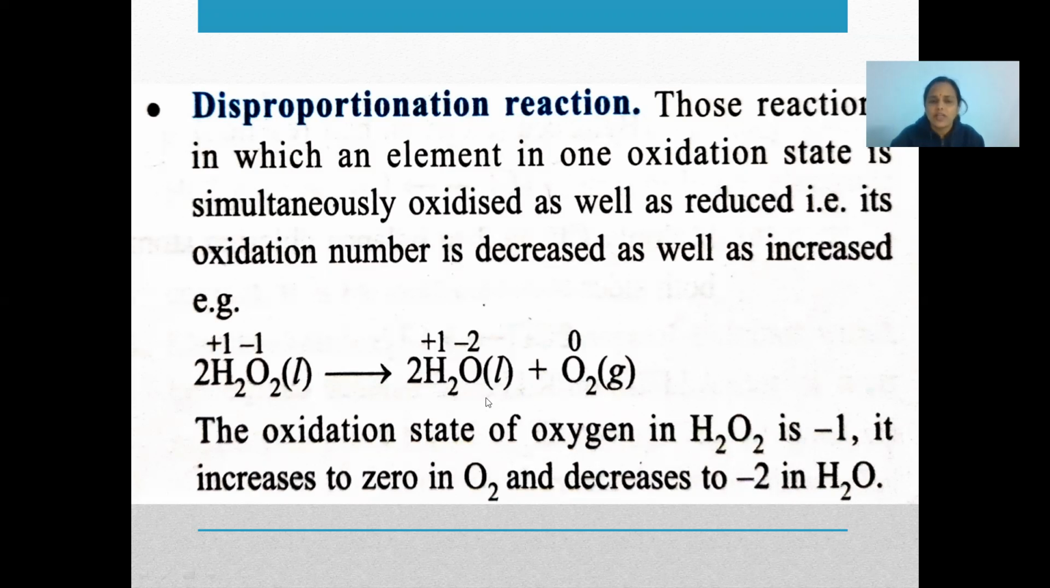So from -1 state, it goes to -2 state. This is a case of reduction, and the same substance, that is oxygen, from -1 state in peroxide state, goes to 0 state, oxygen in 0 state. So this is undergoing oxidation. So the species in which the same substance undergoes self-oxidation and reduction, meaning it is undergoing oxidation as well as reduction, such reactions are called disproportionation reactions. This is a simple example of a disproportionation reaction.